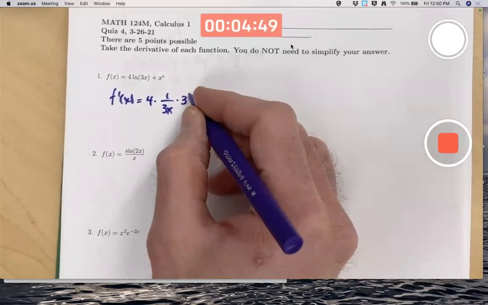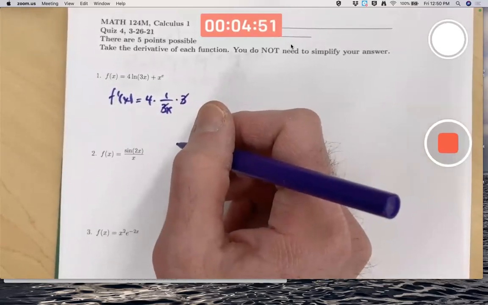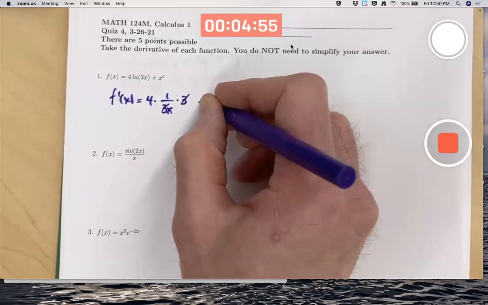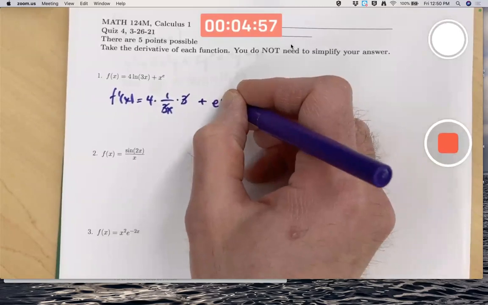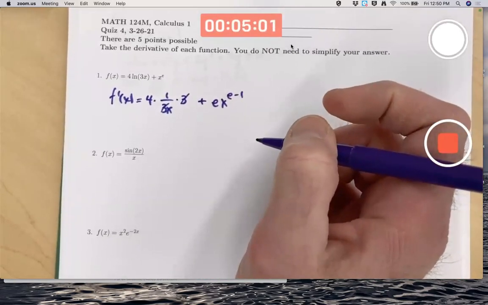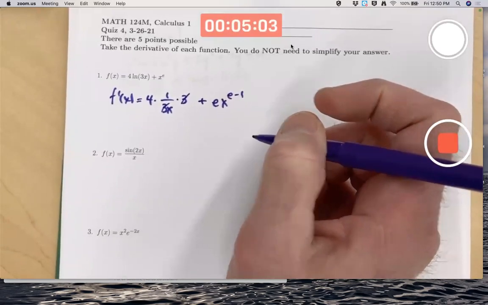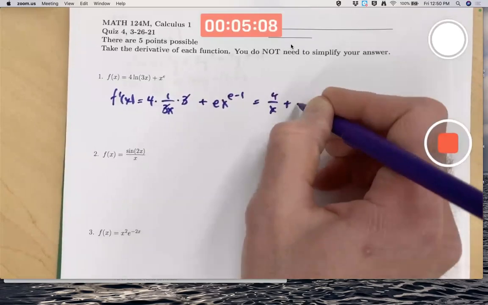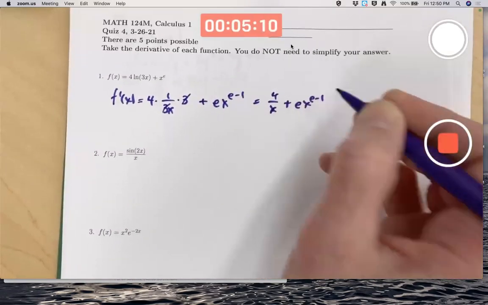I mean, you don't have to do this, but they do end up canceling. You get the same answer anyway. That's kind of strange. That's a power function. You get ex to the e minus 1. It's not e to the x. It's not an exponential function. It's a power function. Yes, this does simplify to 4 over x plus ex to the e minus 1 if you want to simplify it.